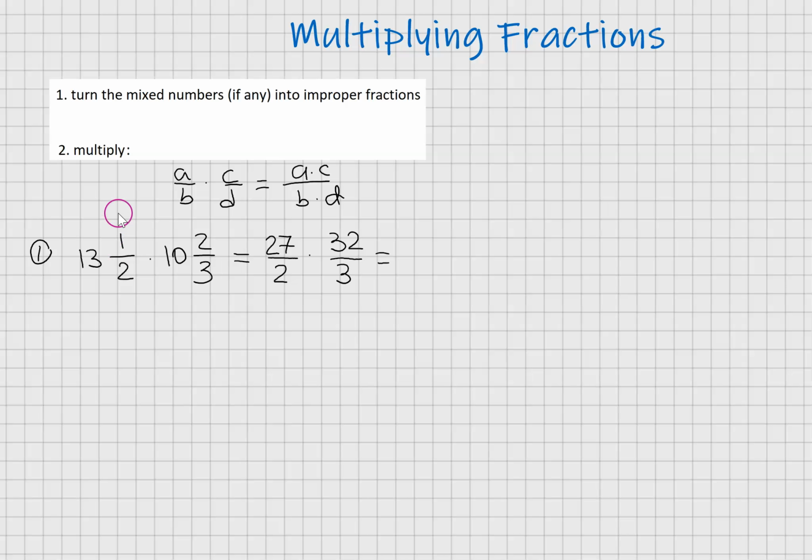Then you would have to multiply, as I stated here, the numerators to each other and the denominators to each other. 2 times 3 is 6. I'll start with the easy ones. And then 27 times 32, quite long and complicated, so let's do it.